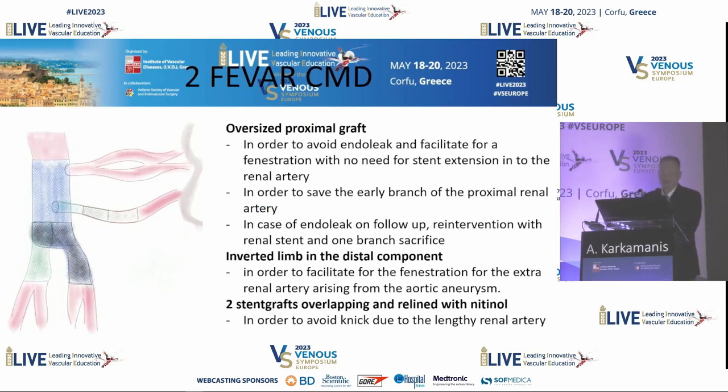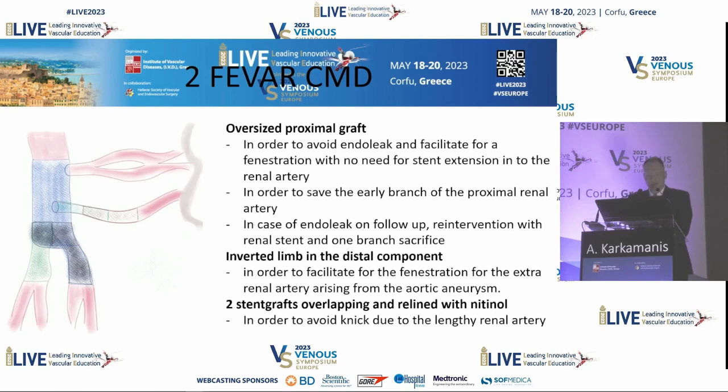The design we came up with is depicted on the left side. We opted for an oversized proximal graft because we were fairly confident we would have good wall apposition, making it maybe unnecessary to stent the cranial renal artery, although we were prepared to do that. We even discussed with the patient that there was a high risk of reintervention in case we would have an endoleak on follow-up.